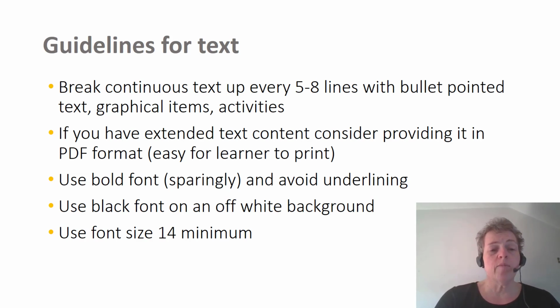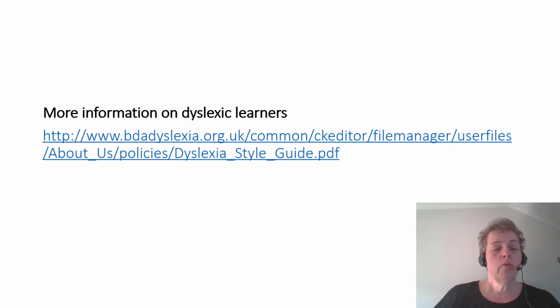In text, if you want to emphasize something, use bold font. Use it sparingly and definitely avoid underlining. Dyslexic people really struggle with that. Use black font on a little bit off-white background. That's the easiest for dyslexic readers to read. Use a font size of 14 as a minimum. If you want to learn more about how to design text for dyslexic learners, please have a look at that style guide.